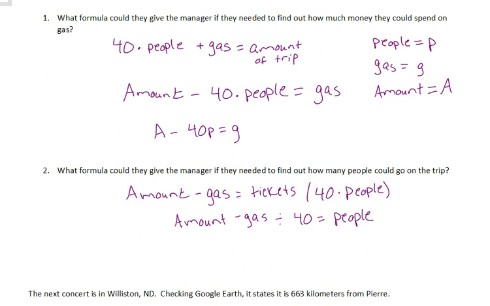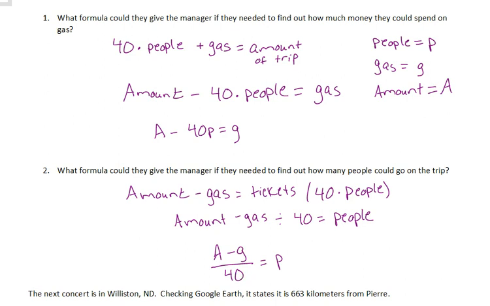Algebraically, we're going to use the same variables up here. So I'm going to say that it's the amount minus the gas. Remember, we don't like a division sign, so I'm going to take that and divide it by 40, and that's going to tell us how many people can go on our trip. Realize that we are actually still solving equations. We were solving for G, the variable G up here, for gas. We were solving for P, for people, down here.